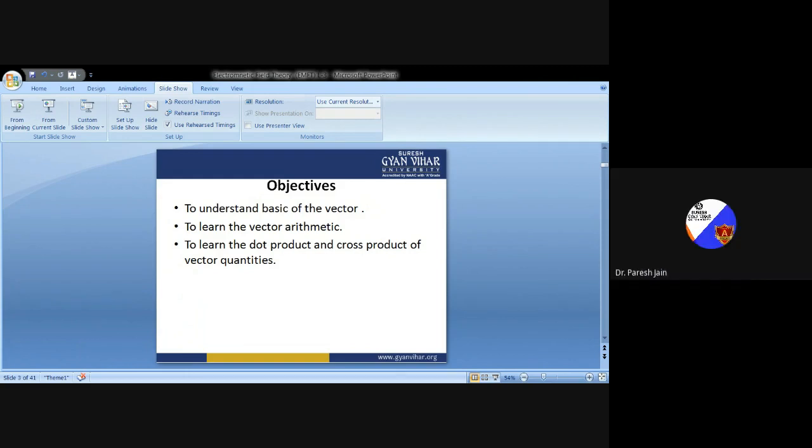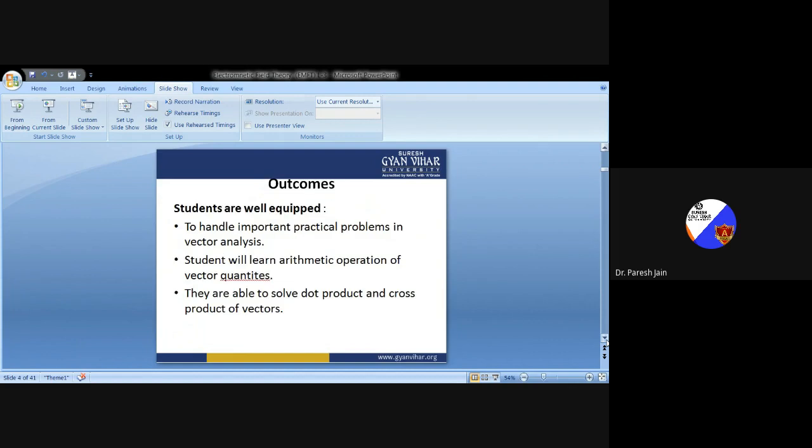Apart from this topic or learning objective, students will also learn the unit vector. Unit vector has a very important role in vector calculus, and to design the EM wave model, so we have to learn the unit vector also. These are the basic outcomes of this lecture.